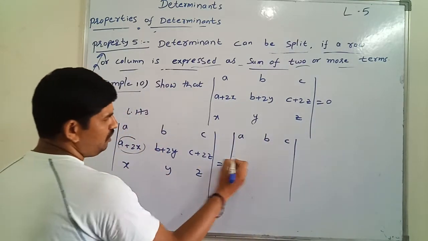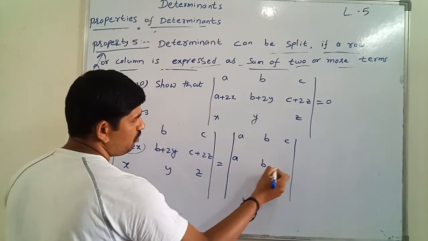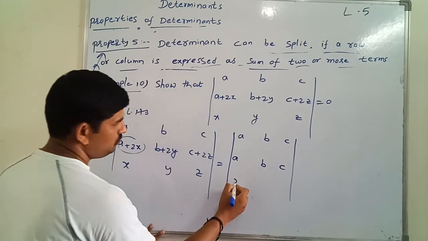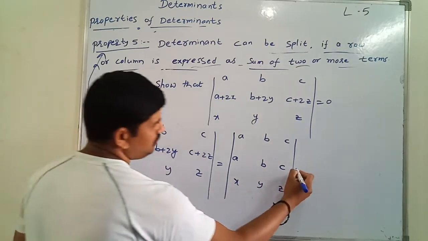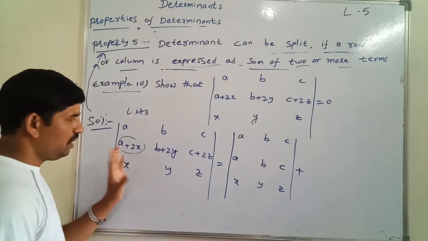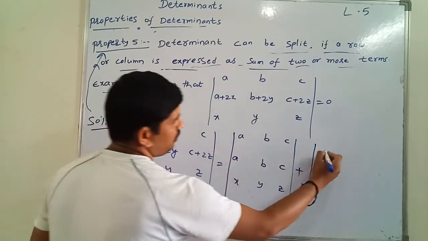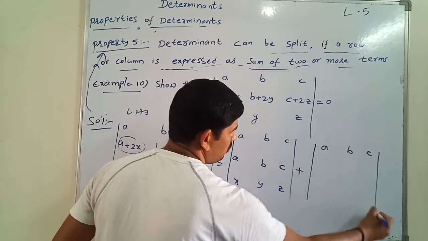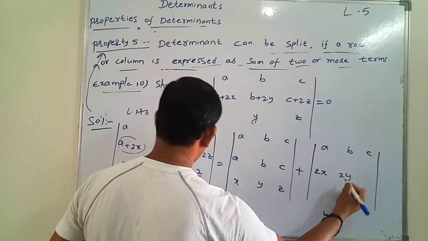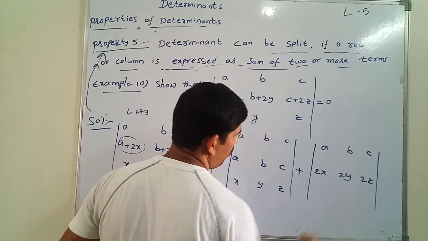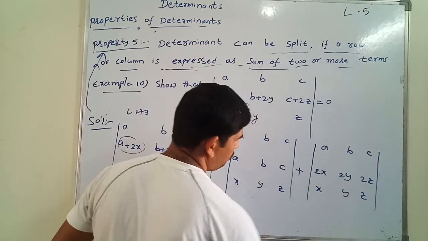In this, the first row is A, B, C. Just put a plus in between. And again we have to write one more determinant, that is: A, B, C. Next 2x, 2y and 2z. And after that x, y, z.